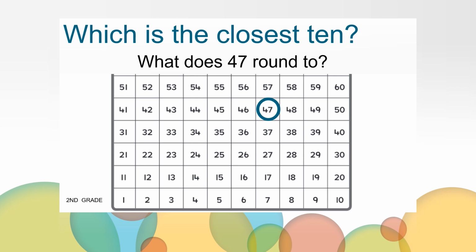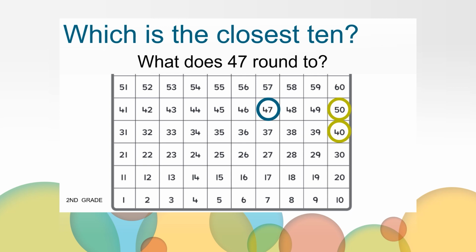Which is the closest 10? What does 47 round to? So I see 47 circled on my hundreds chart here. And I'm wondering which two tens 47 is in between. Well, I can see there's 50 on the same row. And I know 47 has a 10 that comes before it, that is 40.